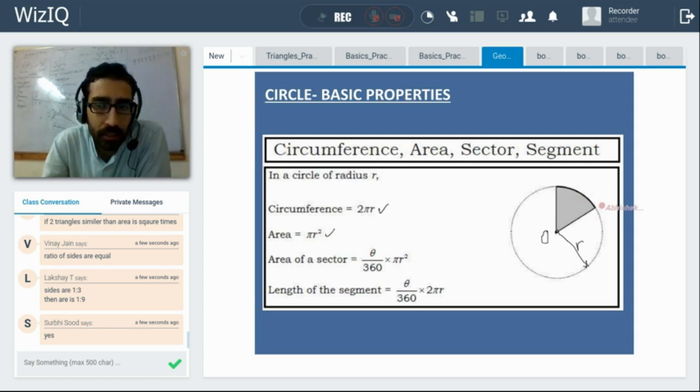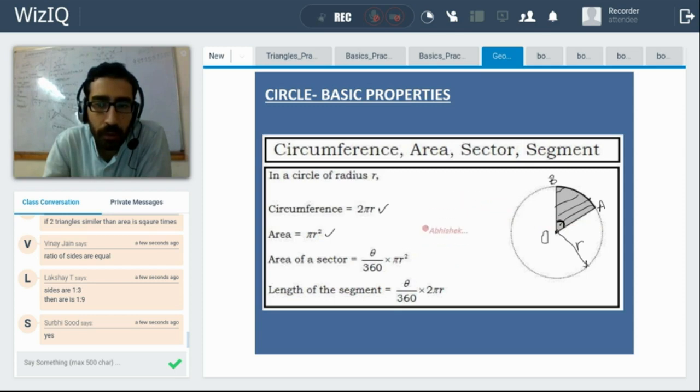Area of a sector, this is our sector. So let this be point A, let this be point B, on the circumference. Then area of sector OAB, this shaded portion, is equal to theta by 360 into pi r square. What is theta? This angle.